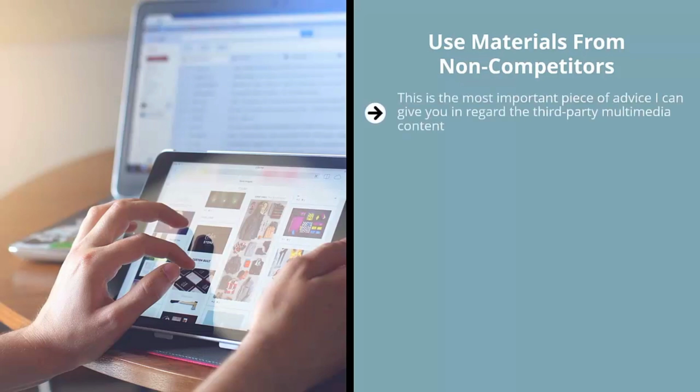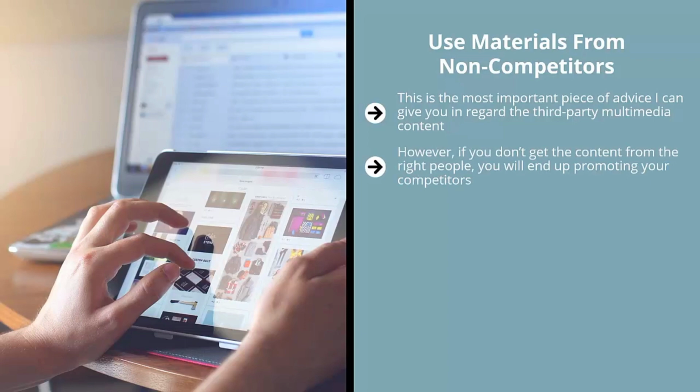Use materials from non-competitors. This is the most important piece of advice I can give you in regard to third-party multimedia content. Remember, you're using this multimedia content to make your content more interesting. You're using it to add life and context to your content. However, if you don't get the content from the right people, you will end up promoting your competitors. Who wants to do that? These people are basically pushing the same products and services as you. You just made their lives easier.